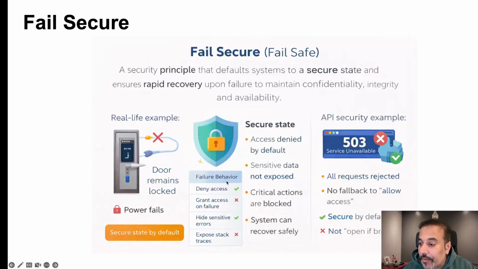And then if you look into the failure behavior: deny access, yes; grant access on a failure, no. Hide sensitive errors, yes; expose stack traces, no. Because these stack traces are very important. Sometimes when an application fails, it shows a .NET error page, or it might throw some exception on the user screen. From there, an attacker can get a lot of useful information, which they can use to attack the application.